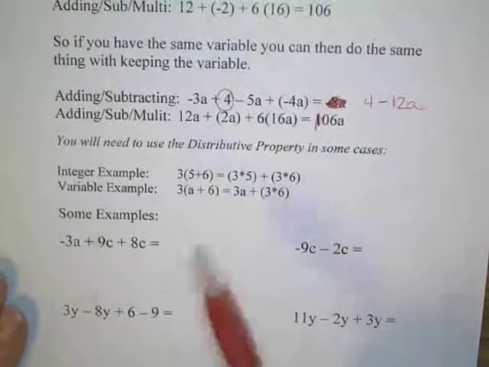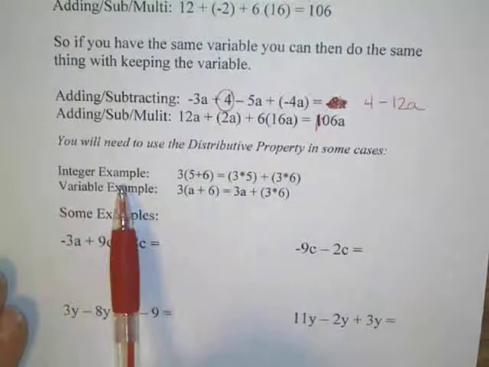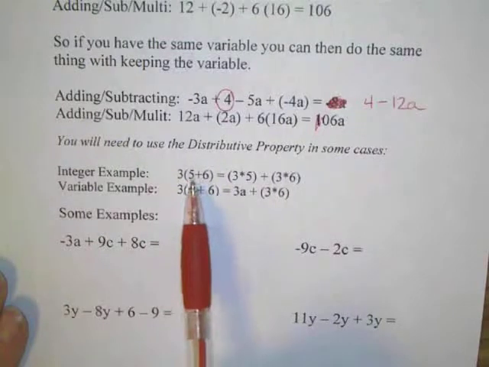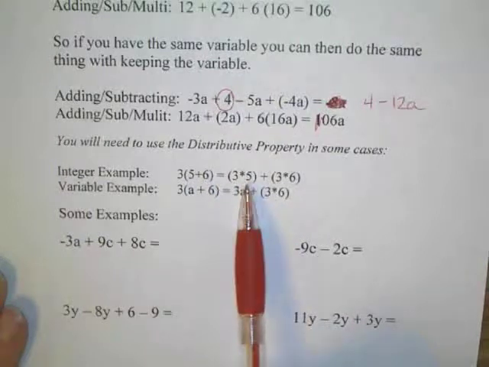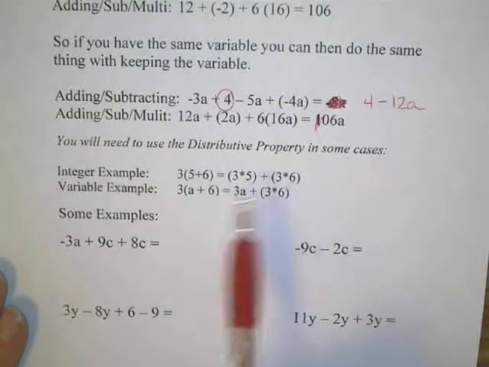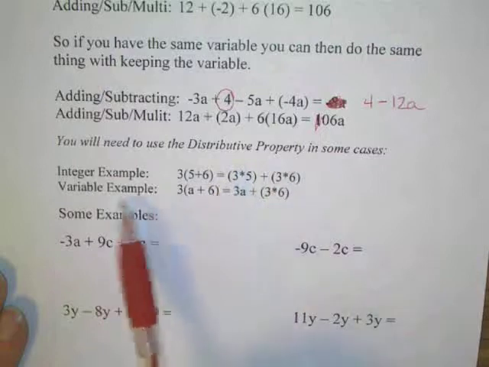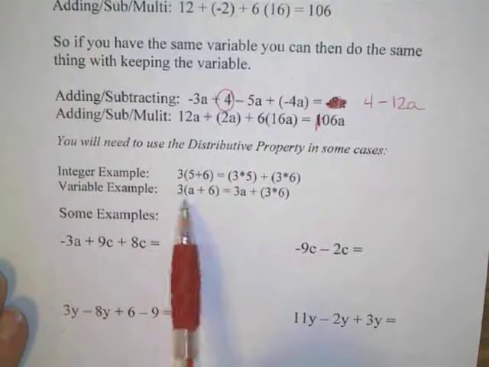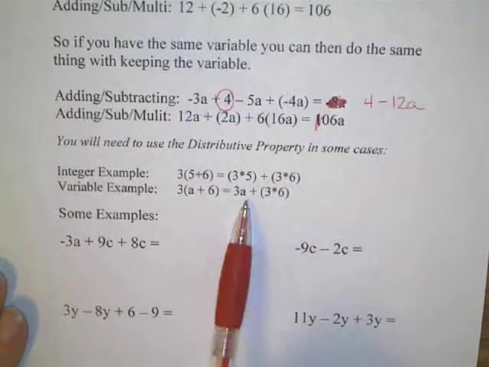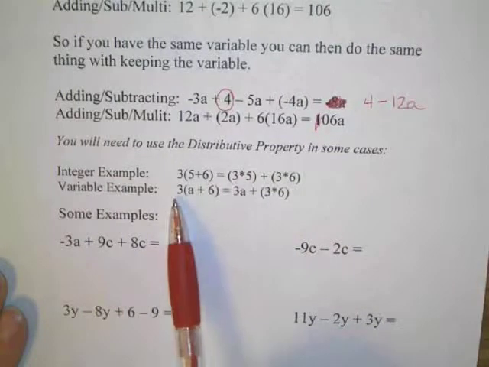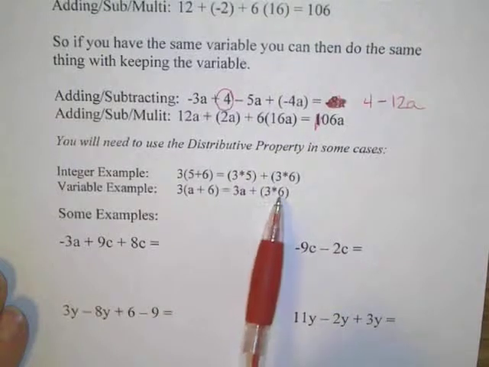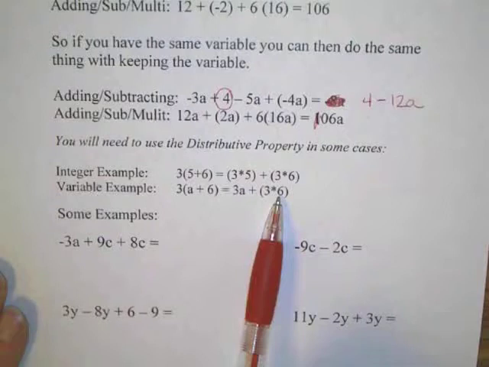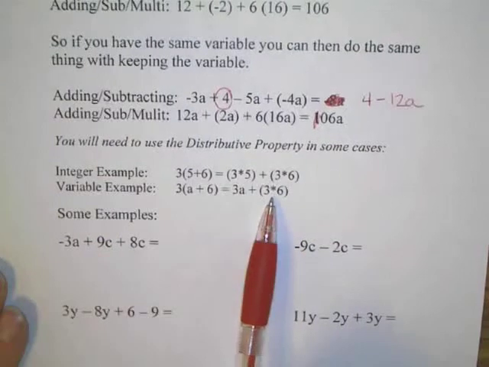In some cases, we will have to use the distributive property, where if we have an integer example, we take 3 and multiply it by the total of 5 plus 6. We had to do this earlier where we wrote this out as 3 times 5 plus 3 times 6. The reason that you use it like that is so that you can combine your answers. So with a variable example of 3 times a plus 6, it would be 3a plus 3 times 6, which totals 3a plus 18.